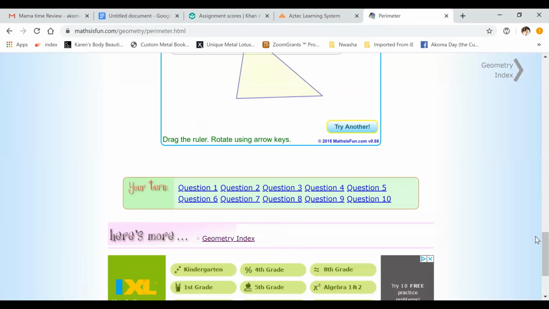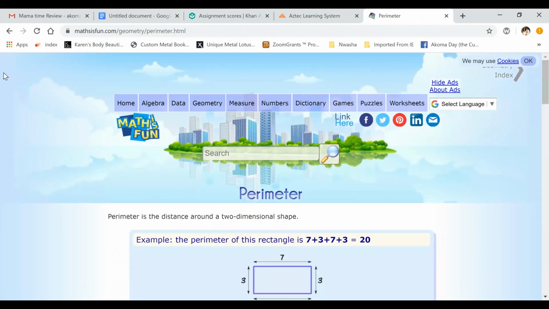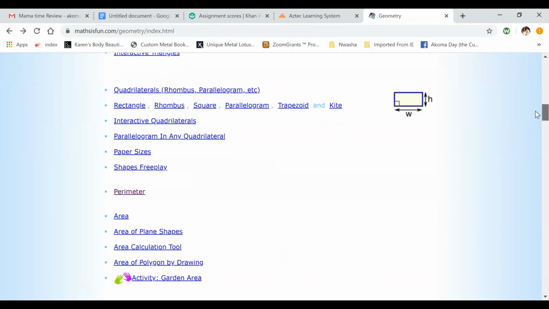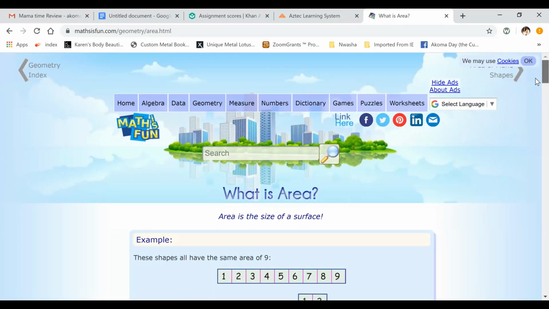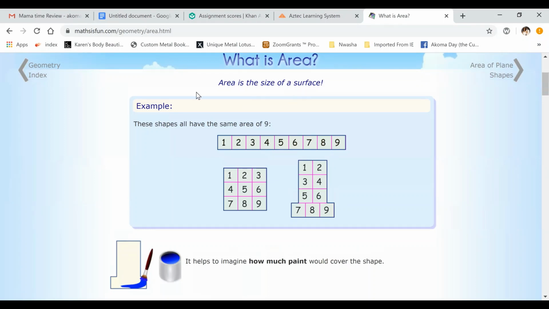So this is the perimeter page. That's just an overview and gives a couple of formulas. The other page is right underneath of that, which is area. And it goes about the definition first. Area is the size of a surface. So instead of just the outside line, it's actually how much space is taken up by the whole shape on the inside. So these are all examples that have the same area of 9.